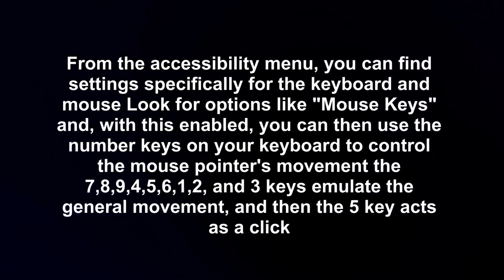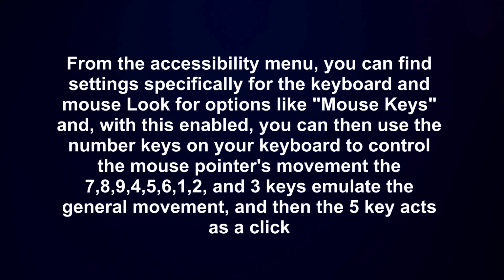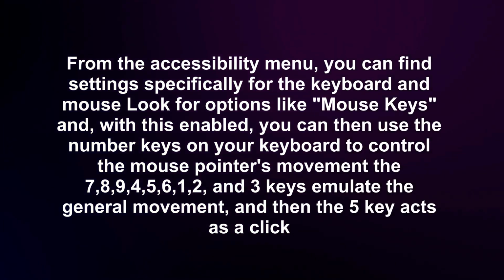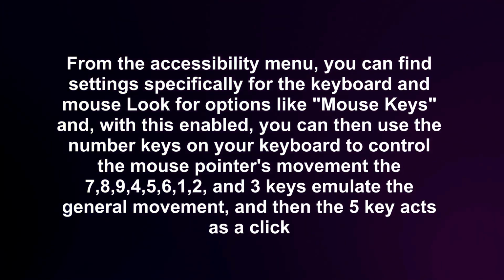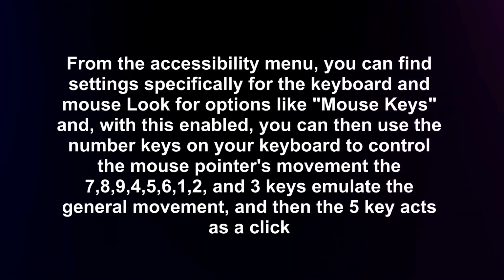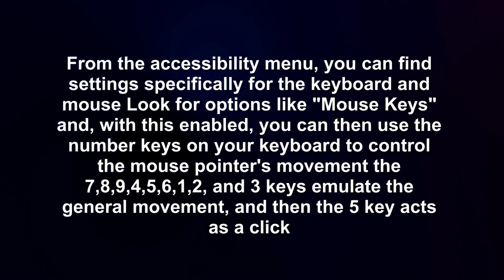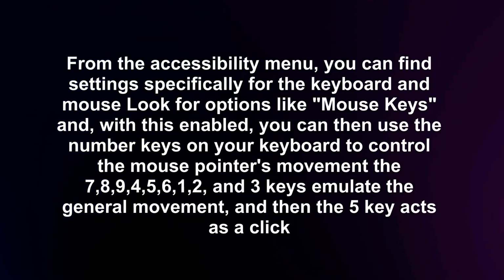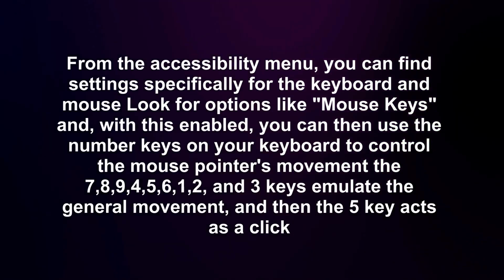From the accessibility menu, you can find settings specifically for the keyboard and mouse. Look for options like Mouse Keys, and with this enabled, you can then use the number keys on your keyboard to control the mouse pointer's movement. The 7, 8, 9, 4, 5, 6, 1, 2, and 3 keys emulate the general movement. And then the 5 key acts as a click.